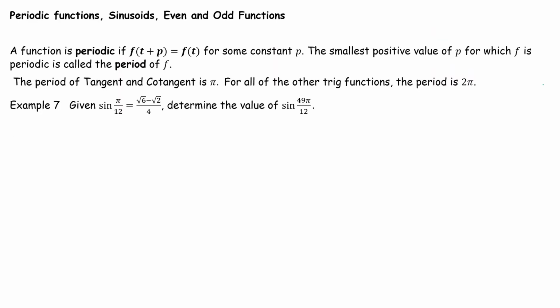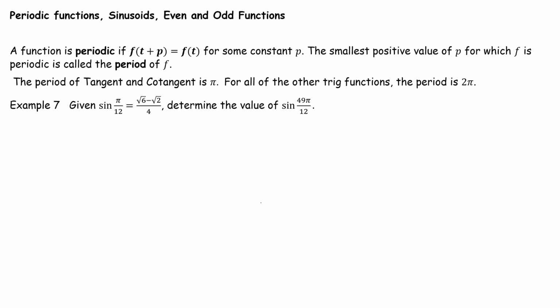All right, so as I said, a function is periodic if f of t plus p is equal to f of t for some constant p. The smallest positive value of p for which f is periodic is called the period of f. The period of tangent and cotangent is pi. For all the other trig functions, the period is 2 pi. So for tangent and cotangent, which we're not going to graph right now, the period is just pi. It only takes half the distance on the x-axis for them to repeat.